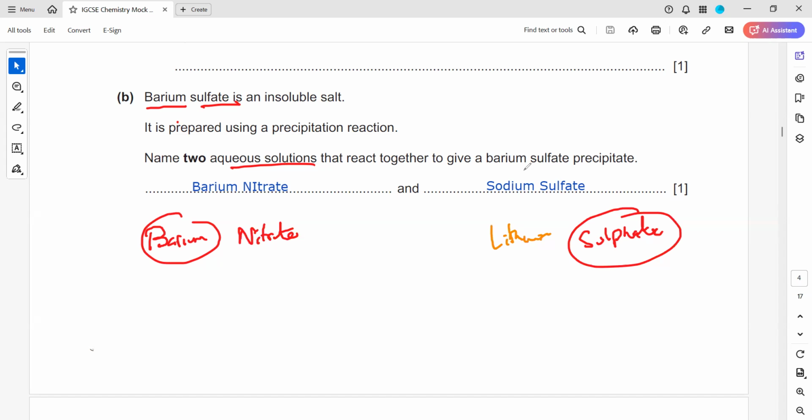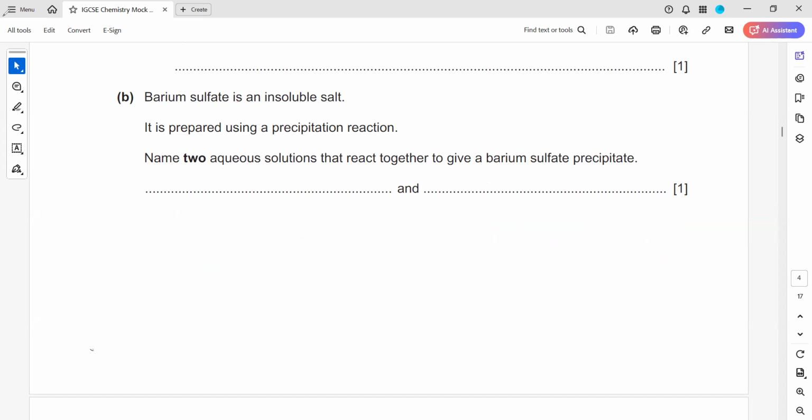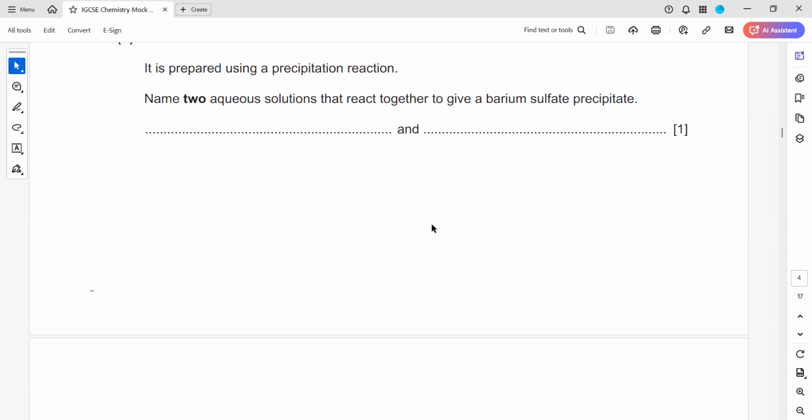Hydrochloric acid, no, because we want a sulfate salt. If it was a chloride salt, then we could just mention hydrochloric acid. But in this case, it's a sulfate salt. So even sulfuric acid is acceptable. I can write sulfuric acid and barium nitrate. Barium is group 2.